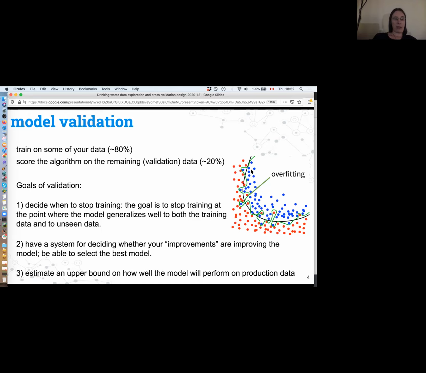One of the other goals of the validation process is to have some sort of system to decide whether your improvements to your model are really improving the model, or to be able to select the best model. And usually you also want to have some way to estimate the upper bound on how well the model will perform on your production data. Whatever you train before production is very often quite optimistic compared to what you get in production, because usually there are differences between the production data and your training data.